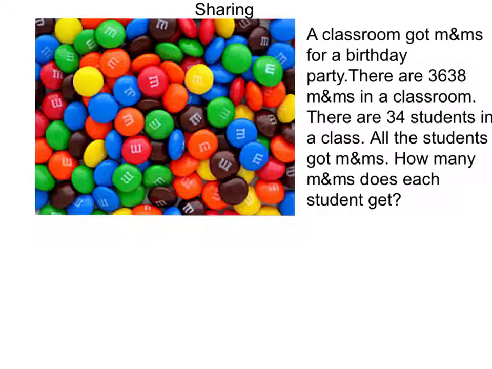A classroom got M&M's for a birthday party. There are 3,638 M&M's in a classroom. There are 34 students in a classroom. All the students got M&M's. How many M&M's does each student get?